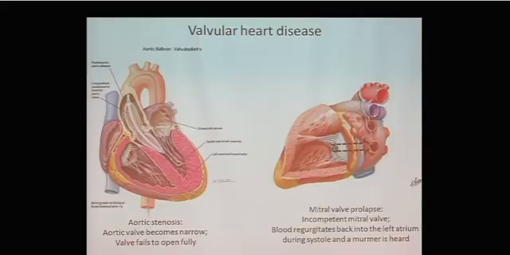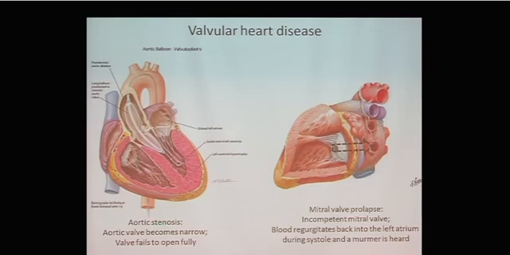So what happens if we have problems with our valves? We can have a number of different problems. One of the problems we can have with the valves is that they become stenotic. They can become calcified so that the orifice through which the blood goes is narrowed. The valves don't open, and they don't close completely because they're stiff. So that's aortic stenosis.